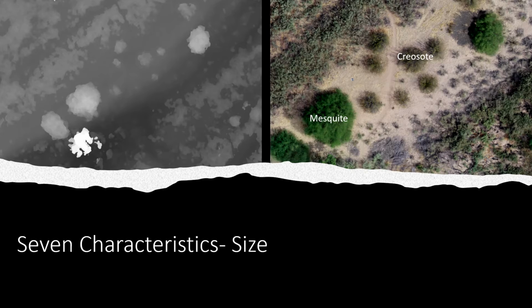The image on the left is the same area, but depicts something referred to as a digital surface model, or DSM. This is an elevation model based on the height of objects above ground. So the brighter white, the taller the object. So again, here we can use those size differences to make decisions or determinations on what species of plant we're looking at.